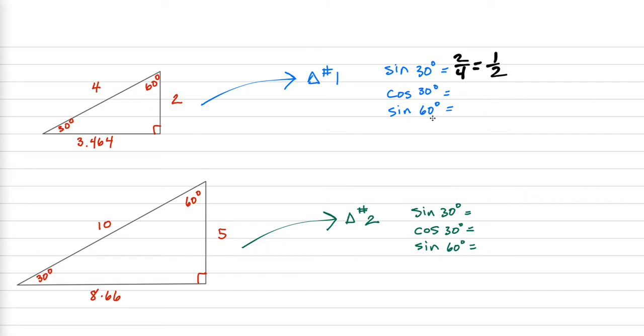You don't have to know, just give me the correct numbers. You don't need to know the answer type thing. 2 over 4. Nope, I mean 3.464. Yep. So cosine would be the side next to 30 divided by the hypotenuse.